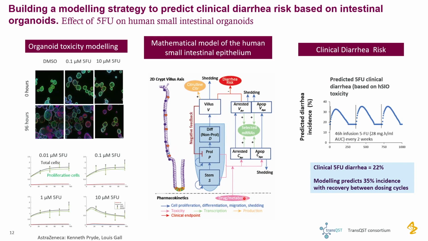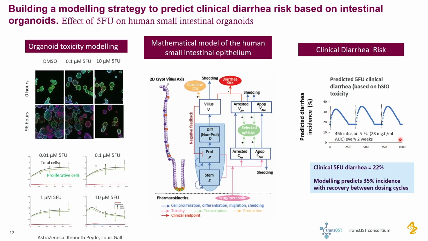And so drugs and metabolites induce cell arrest or apoptosis in proliferative cells and stem cells, and that creates a deficit in the crypt that induces a deficit of cells in the villus, and that break in the intestinal barrier is what increases diarrhea risk. So the endpoint for intestinal toxicity associated with cancer treatments is clinical diarrhea. So one of the endpoints for the prediction is incidence of clinical diarrhea.